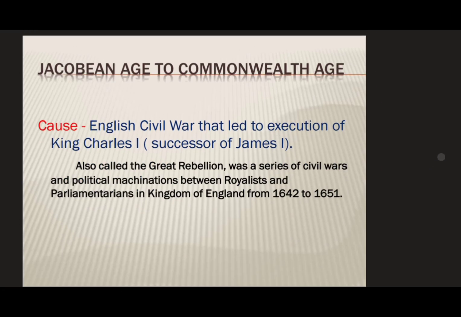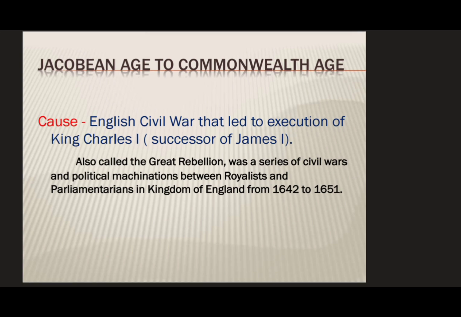Now, from Jacobean age the Commonwealth age started because of the English Civil War that led to the execution of King Charles I, the successor of James I. So, English Civil War was also called the Great Rebellion. It was a series of civil wars and political machinations between royalists and parliamentarians in Kingdom of England from 1642 to 1651. So the shift from Jacobean age to Commonwealth age is due to this English Civil War that finally led to the execution of Charles I. Charles I was the successor of James I and he was executed publicly.